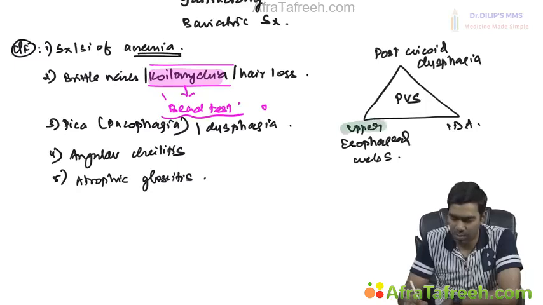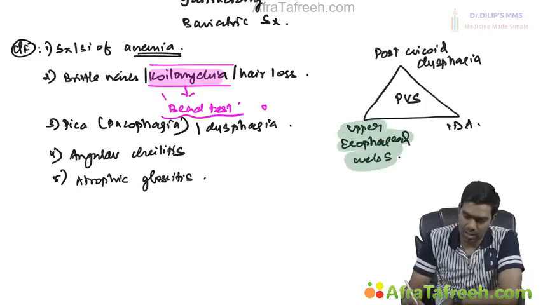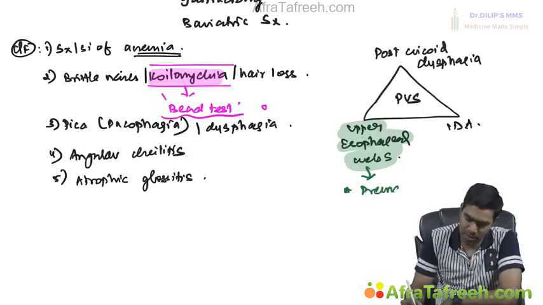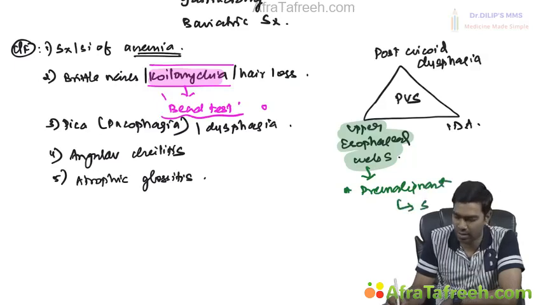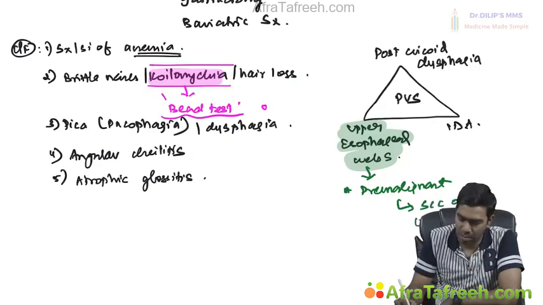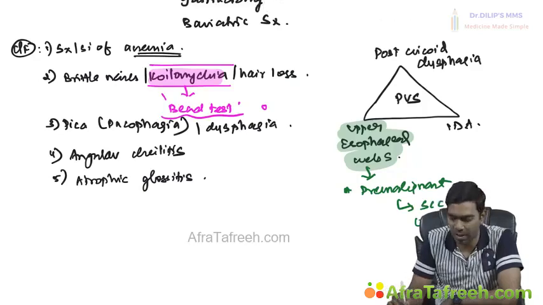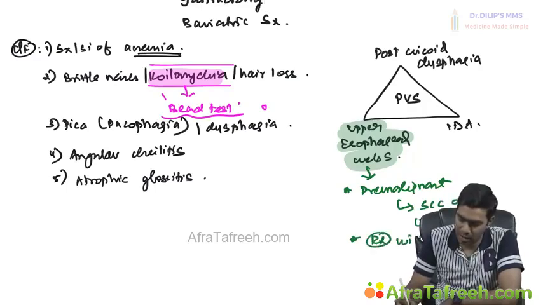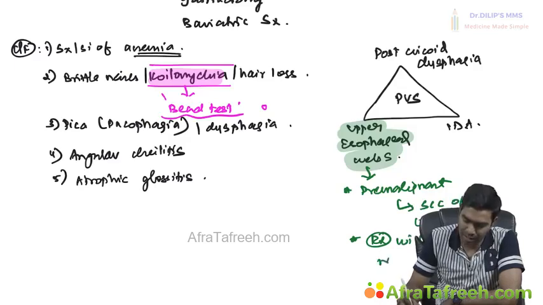And one important thing about Plummer-Vinson syndrome is that these webs, number one, are pre-malignant, which means they can predispose to squamous cell cancer of the upper esophagus. Generally, it's very rare to have a cancer in the upper esophagus. This can predispose to squamous cell cancer of the upper esophagus. At the same time, remember, treatment will not regress the webs completely. So treatment with iron may not regress the webs completely.